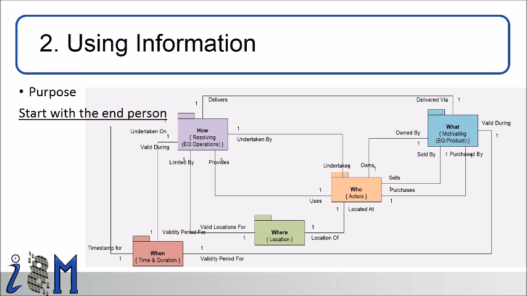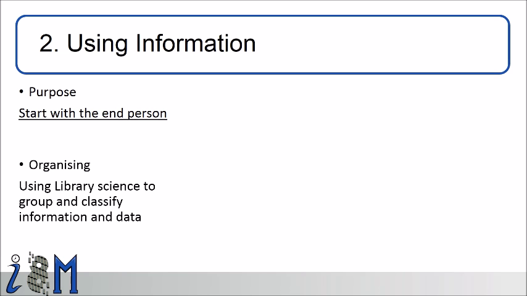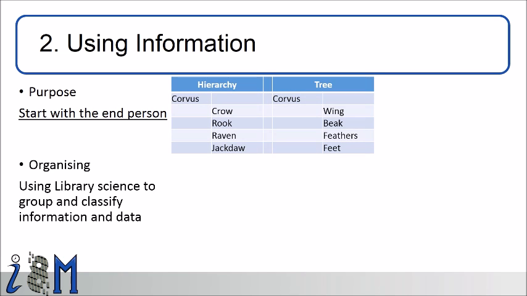This particular model, the Zachman framework, is based on a model from a librarian called Ranganathan, who was alive and active in the 1930s. So it's not exactly new, but it's very effective. Once we've identified who's going to use the information and the purpose they're going to use it for, it helps to understand how we're going to organize it. In order to organize it, we'll use library science to group and classify information and data. So I'm going to present 4 different classificatory structures here. They each have different purposes.